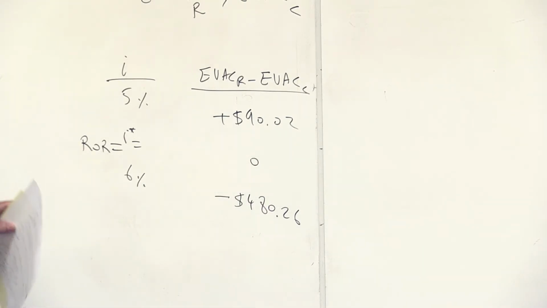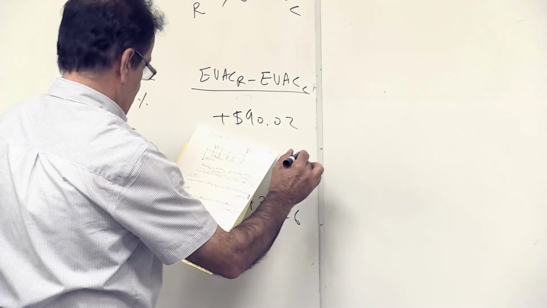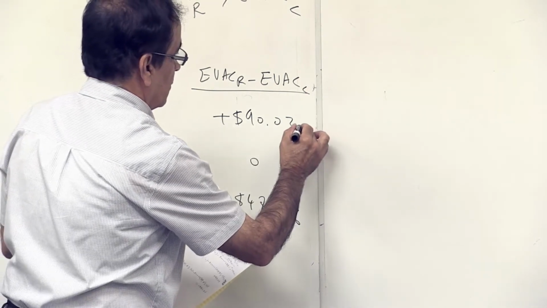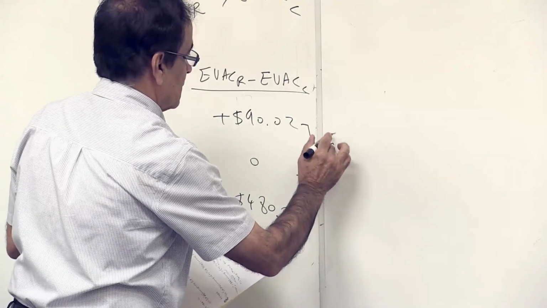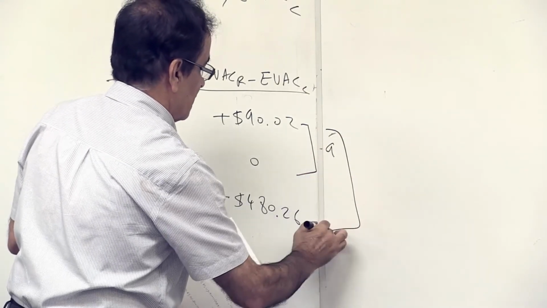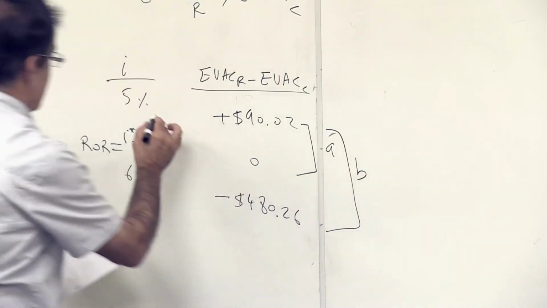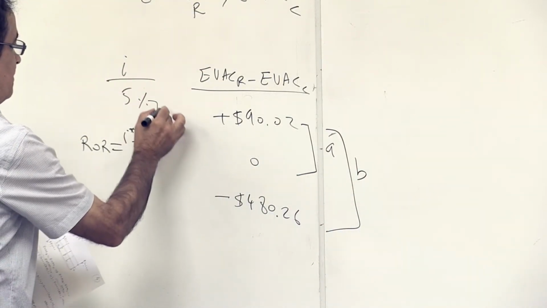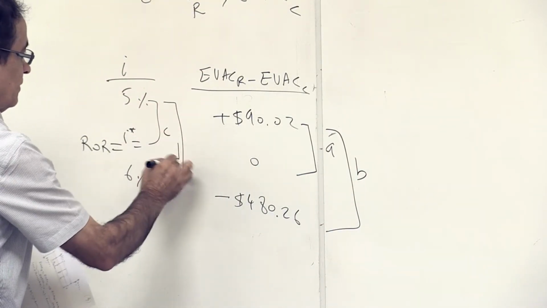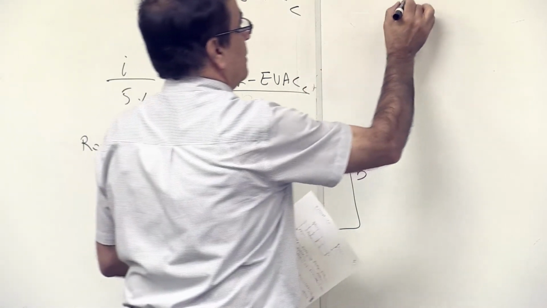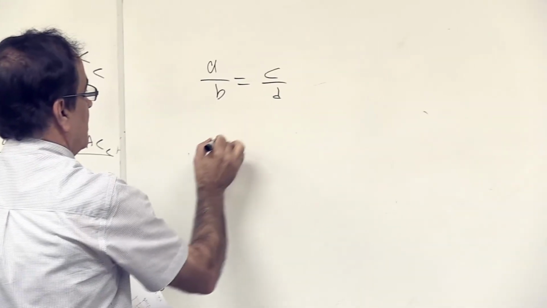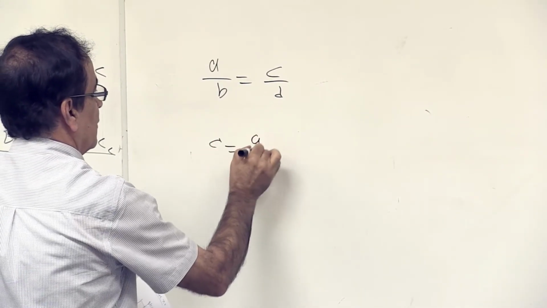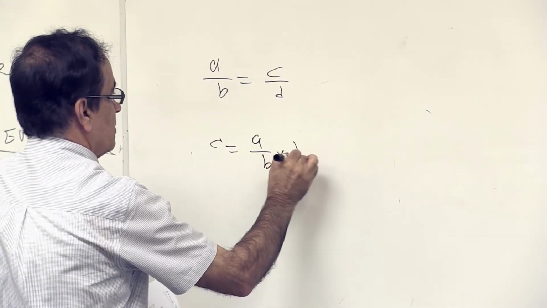So we're going to do a simple linear interpolation. As usual, I'm going to do it one more time, and in the future I'm just going to say we interpolate. So this is A, this is the difference between these two numbers, B, and this is C, and that's D. The ratio of A over B should be equal to C over D. So C is going to be equal to A over B times D.